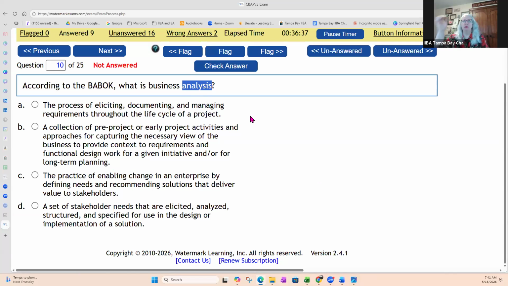The process of eliciting, documenting, and managing requirements throughout the life cycle of a project, a collection of pre-project and early project activities and approaches for capturing the necessary view of the business to provide context to requirements and functional design work for a given initiative and or for long-term planning. The practice of enabling change in an enterprise by defining needs and recommending solutions that deliver value to stakeholders, or a set of stakeholder needs that are elicited, analyzed, structured, and specified for use in the design or implementation of a solution. Which one of those is business analysis?